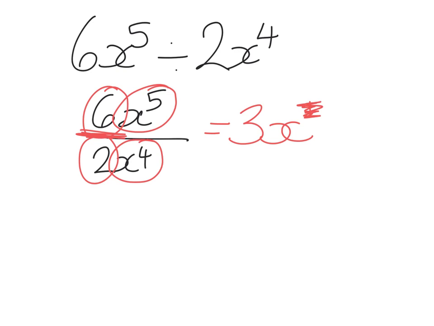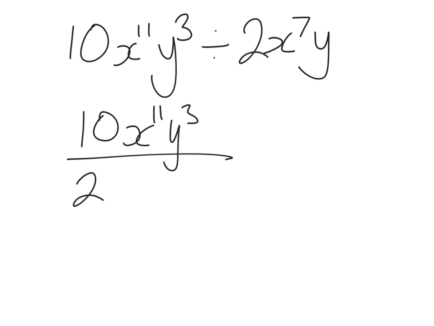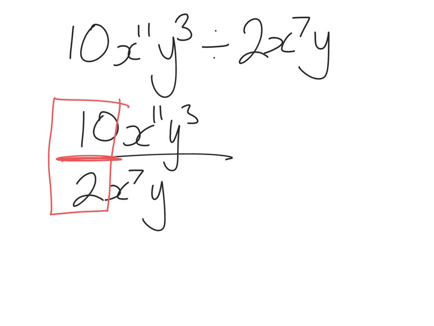And we'll look at one final example. Now this at first might look completely overwhelming, but again, let's write it out in fraction form on top of each other. It just looks much nicer. I'm going to do this a stage at a time. Coefficients first. 10 divided by 2, 5.